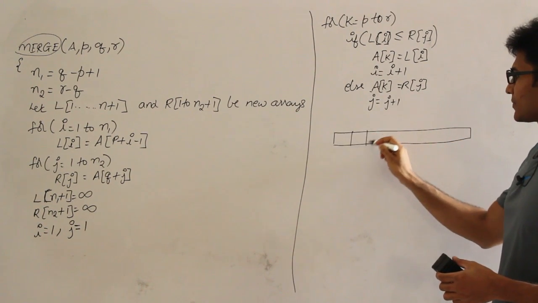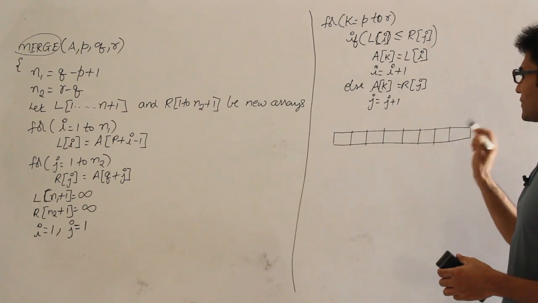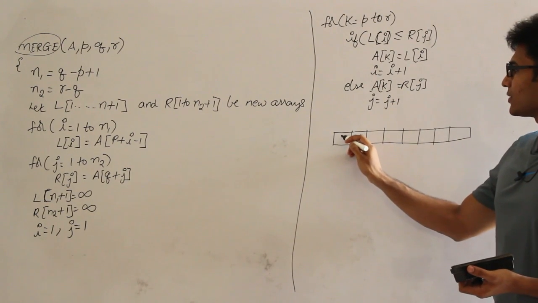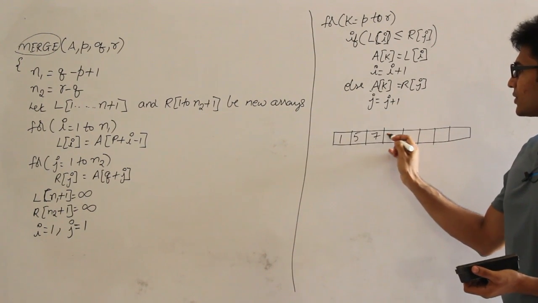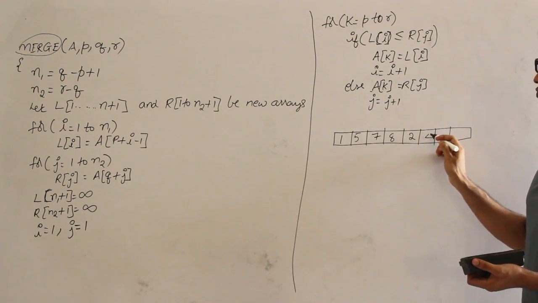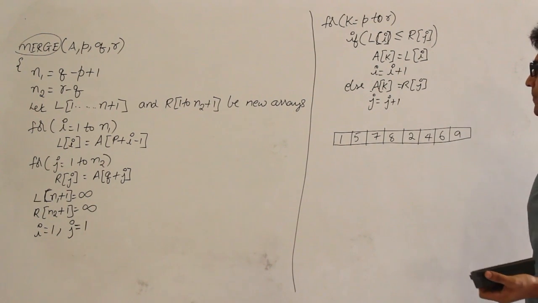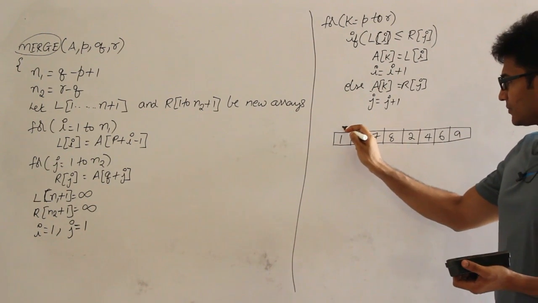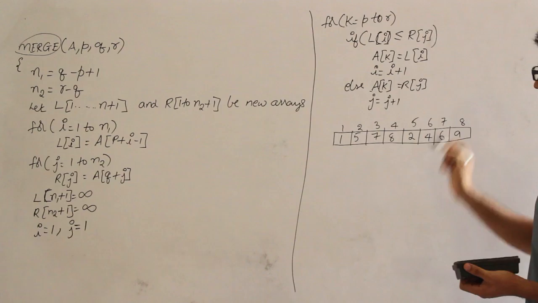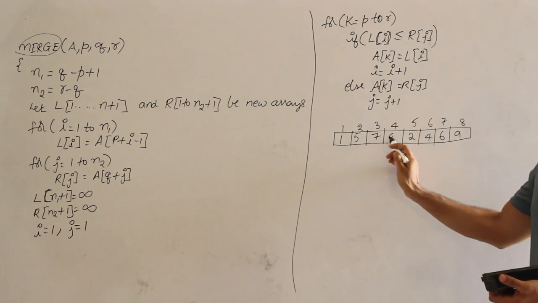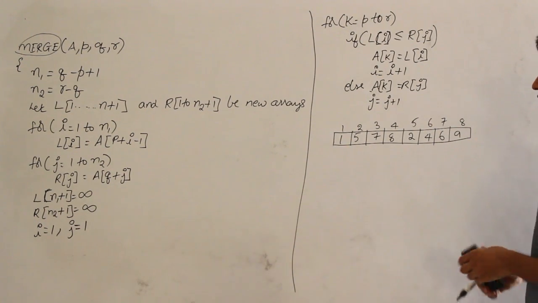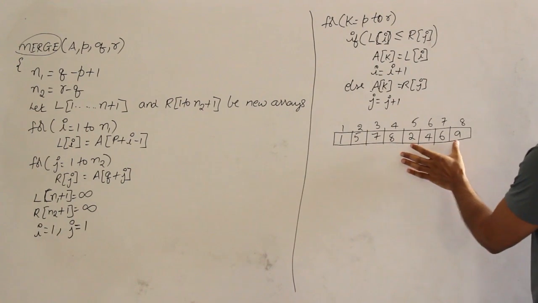in an array such that some part of the array is, let us say, 1, 5, 7, 8, and the other part of the array is containing 2, 4, 6, 9. Now in this array, let us say indexes are like this: 1, 2, 3, 4, 5, 6, 7, 8. In this array, 1 to 4 are sorted and 5 to 8 are sorted. Listen to this. Now 1 to 4 are sorted and 5 to 8 are sorted.